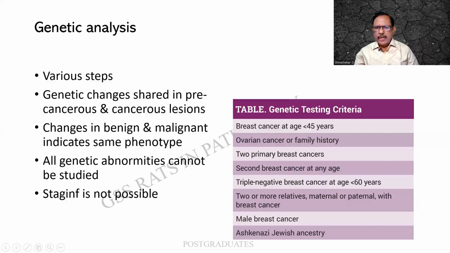But then this is a post biopsy or a post clinical wisdom that you would see in all the books. The age of the patient in breast cancer and adjoining or a coexisting covariant cancer, then two primary breast lesions, a second breast cancer at any age, triple negative, less than 60 years of age, then there is a family history, male member also developing a breast cancer, and the Ashkenazi Jews, because of their genetics as well as the habit, you find that they are more prone for malignancy.